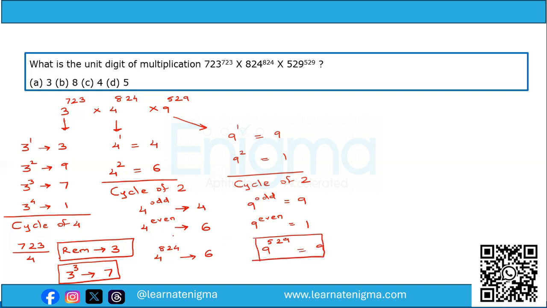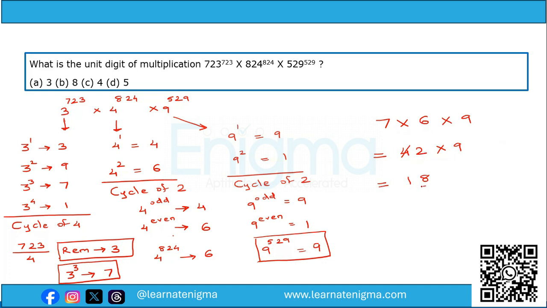So you can see here that now we have the units digits: 7 from the first part, 6 from the second part, and 9 from the third part. Now we want the units digit of this product. So 7 6s are 42, into 9. We are interested in only the units digit, so forget about 4, focus only on 2 into 9. So 2 9s are 18.